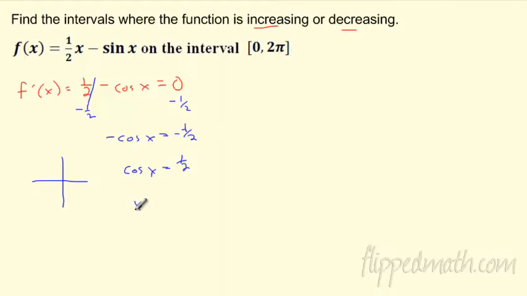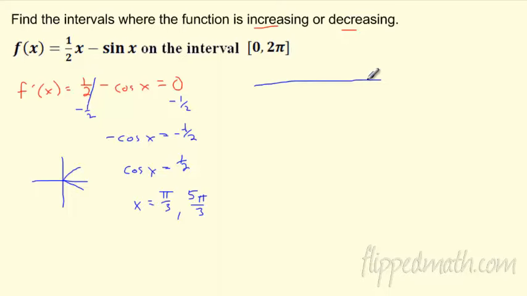Well, it should happen when x is pi over 3, in the first quadrant here. Where else is cosine positive? Down here in the fourth quadrant. So that should be 5 pi over 3. So those are the 2 points where it's going to equal 0. These are my critical points.